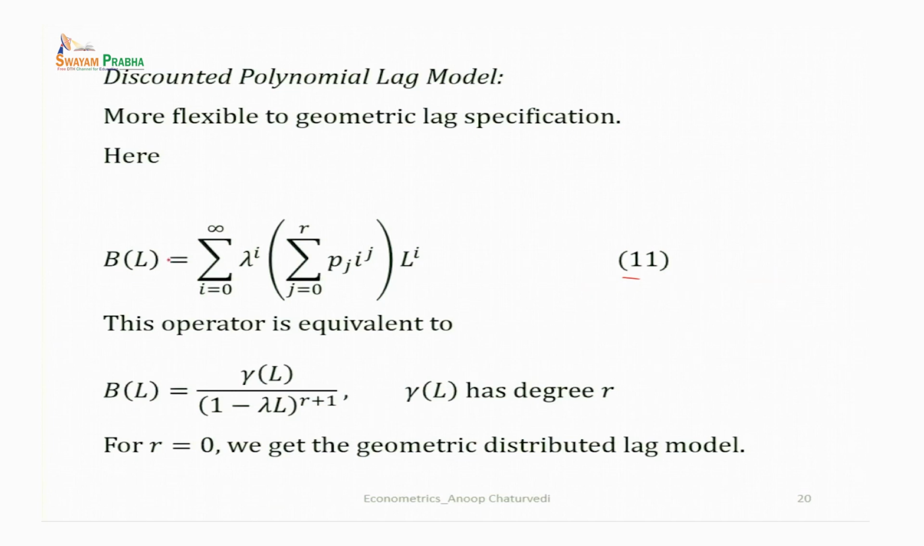Now, this operator is actually equivalent to B L equal to gamma L upon (1 minus lambda L) to the power r plus 1, where this gamma L is of degree r. So, gamma L has degree r and B L has now this form, and as I mentioned earlier, for r equal to 0 we get the geometric distributed lag model.